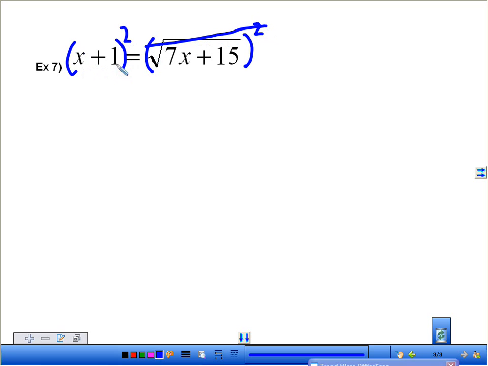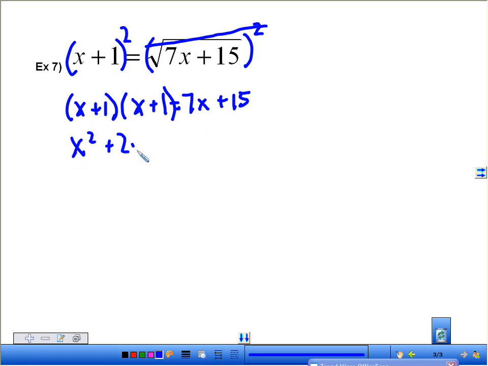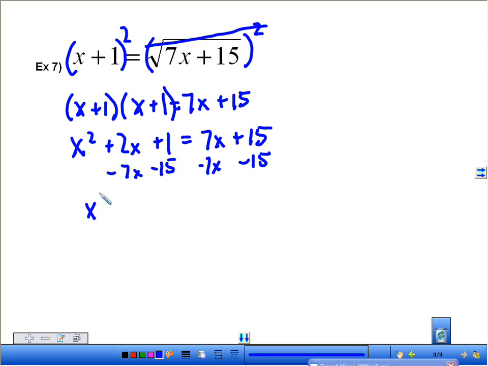Well, now I have something that I've got to multiply together. Remember, we multiply x plus 1 times x plus 1 equals 7x plus 15. I FOIL this: x squared plus 2x plus 1 equals 7x plus 15. And now I combine my like terms. Subtract the 7x, subtract the 15, and I'm left with x squared minus 5x minus 14 equals 0.